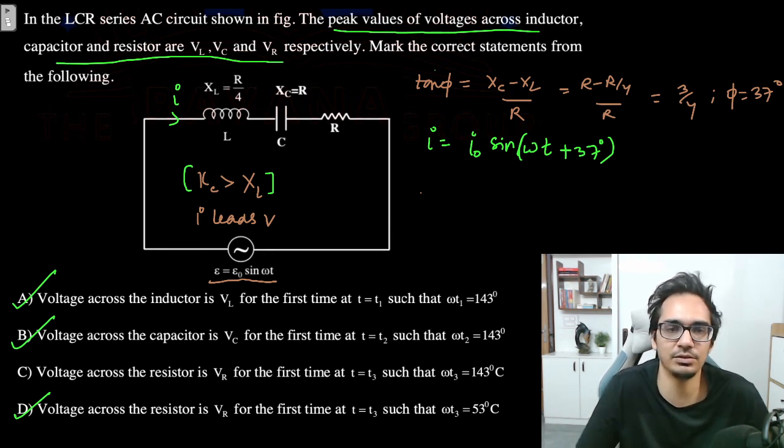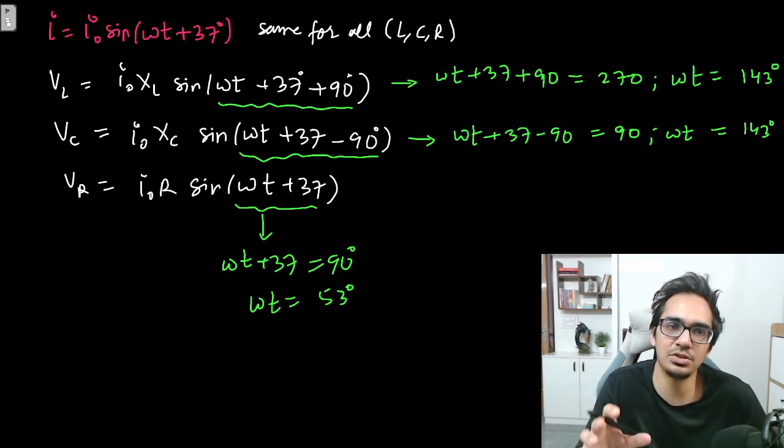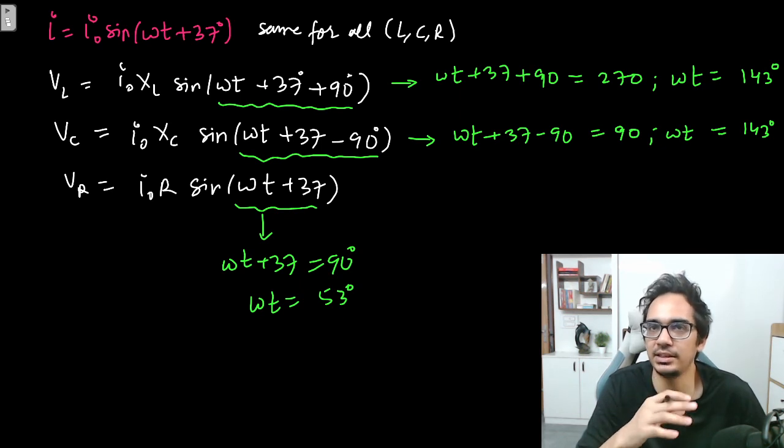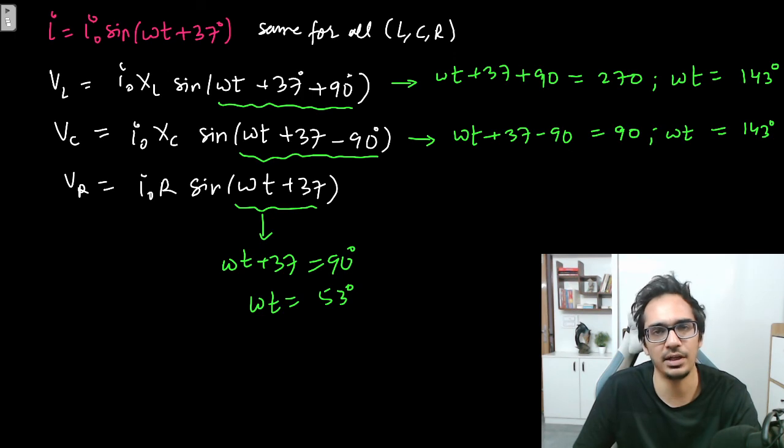So this is what you have learned: to write the equation of voltage across L, C and R in an LCR circuit at any instant of time t. So hopefully you learned something new in this, and all the best.